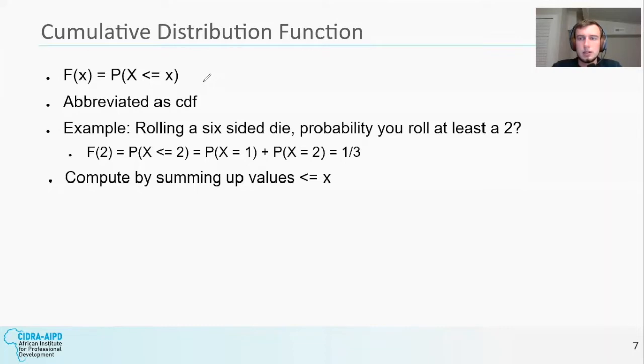So if we want the probability that you roll at least a 2, that's the exact same as saying the probability of a 1 plus the probability of rolling a 2. So 1/6 plus 1/6, we're going to go ahead and get 1/3. And this problem is literally asking what is the cumulative distribution function evaluated at 2. So what's the chance you roll at least a 2?